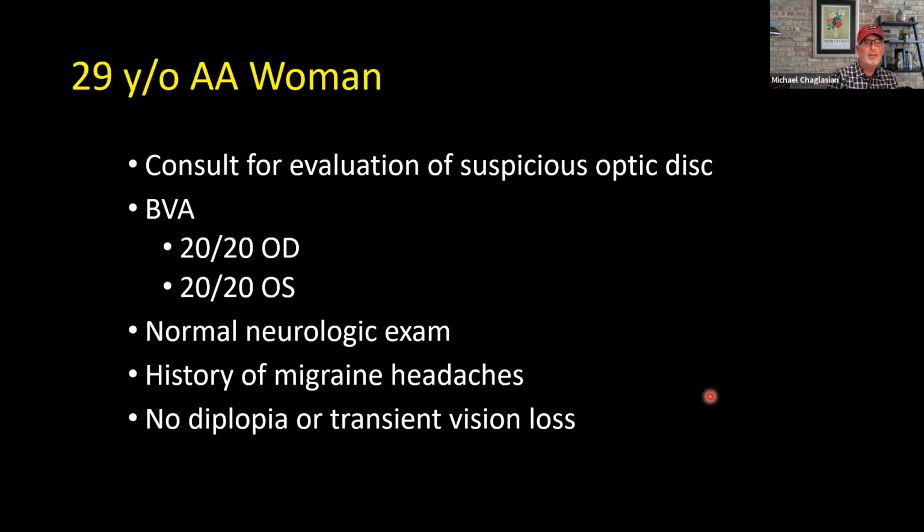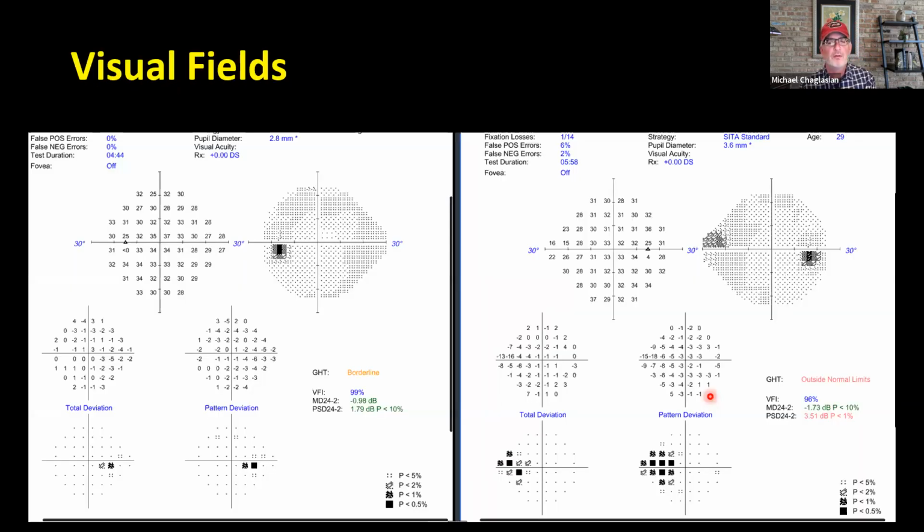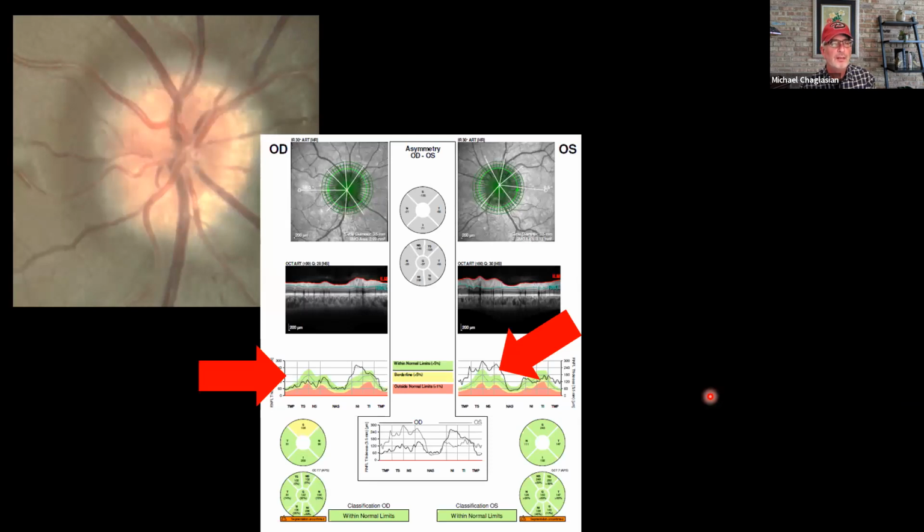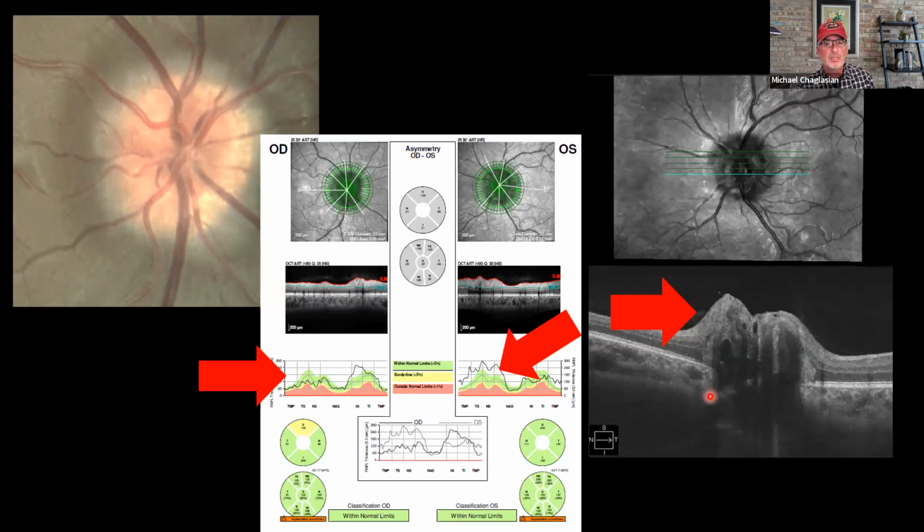Here's a 29-year-old African-American woman, suspicious disc, 20/20 vision, normal neurological exam, history of migraine headaches, no double vision or transient vision loss. Fields could be an early case of glaucoma. But the disc examination certainly shows something different. And on the OCT, if you're only looking for glaucoma, sometimes when you see all this weird stuff you just think it's glaucoma. But really, you've got to go back and image the optic disc with this EDI, or high definition scan.